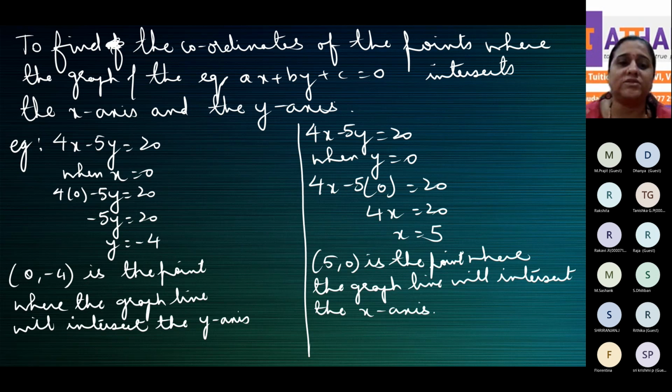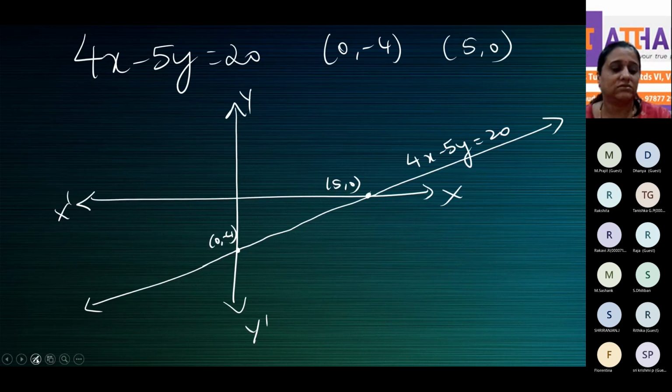How to find the coordinates of the points where the graph of ax plus by plus c is equal to 0 intersects the x-axis and y-axis. If you want to know where it intersects the x-axis, take y as 0. If you want to know where it intersects the y-axis, take x as 0. Is this part clear, children? Yes, ma'am. Now let's take a different question.